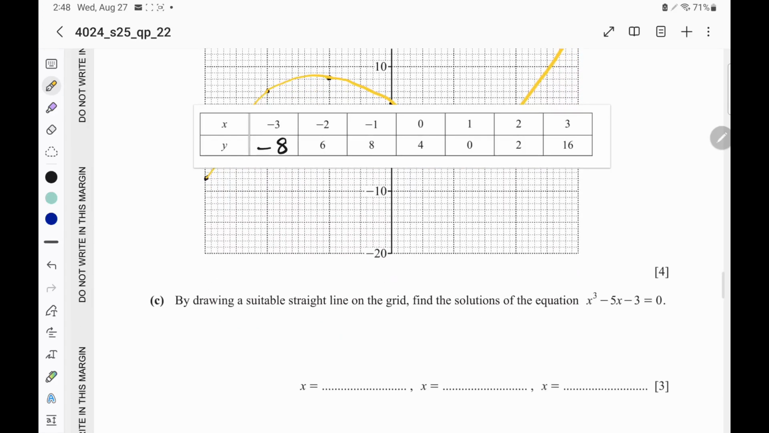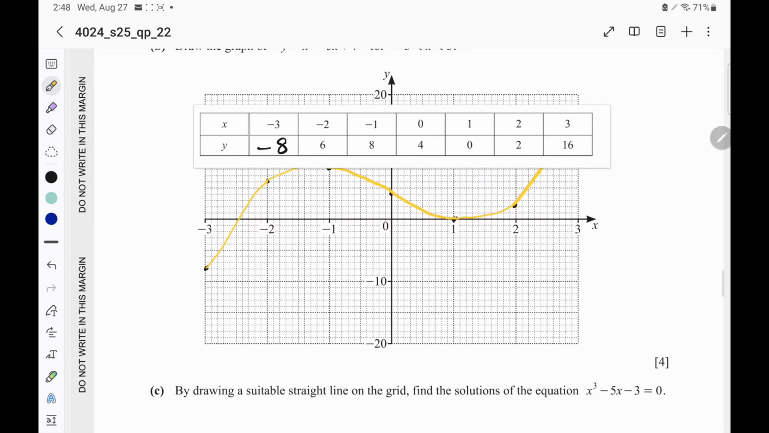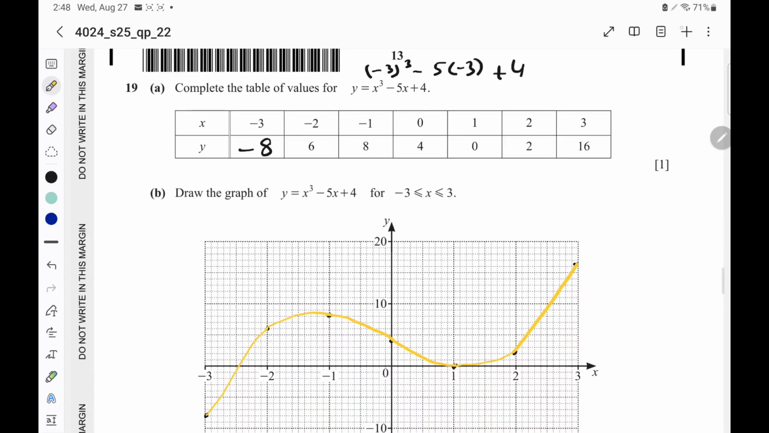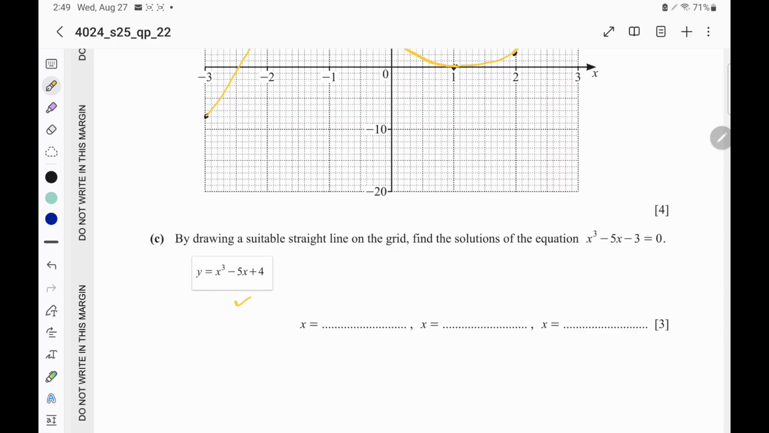By drawing a suitable straight line on the grid, find the solution of the equation x cube minus 5x minus 3 equals 0. So let's see what the equation is. The equation is x cube minus 5x plus 4. So x cube minus 5x minus 3 equals 0, so we can write x cube minus 5x equals 3. What do we want? We want plus 4. x cube minus 5x plus 4 equals 3 plus 4, and 3 plus 4 is 7. And x cube minus 5x plus 4 is y, which is the original equation.